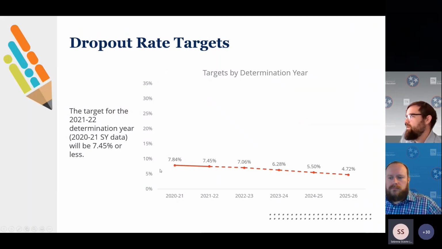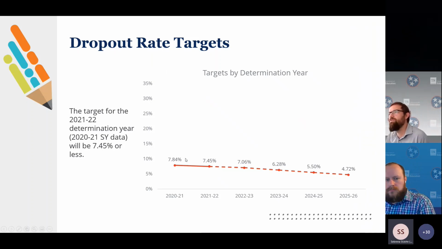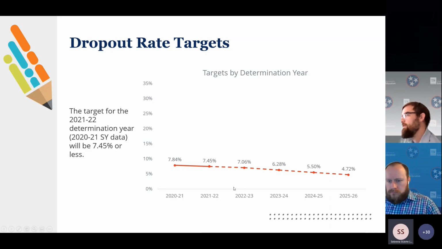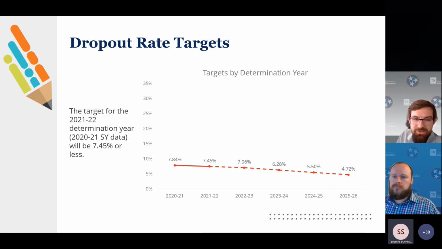And of course, we want graduation rate targets to increase. We want dropout rate targets to decrease over the next 5 years. So we have last year a target of 7.84%. This coming year, our target will be 7.45% for Tennessee, with a 5-year goal of the target going down to 4.72%. Any questions on indicator 2?